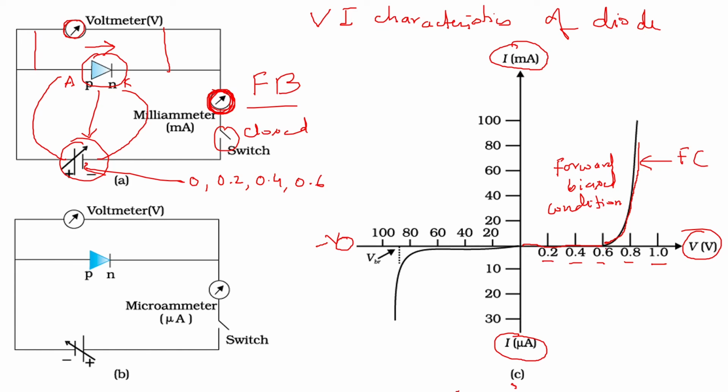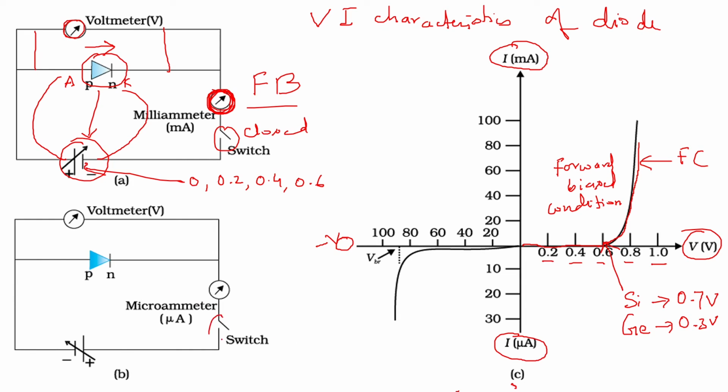Now this voltage, where it has to overcome the potential barrier, depends upon the material by which the diode is made. If it is made of silicon, then this potential barrier will be around 0.7 volt. If it is made up of germanium, then it will be around 0.3 volt. Clear?